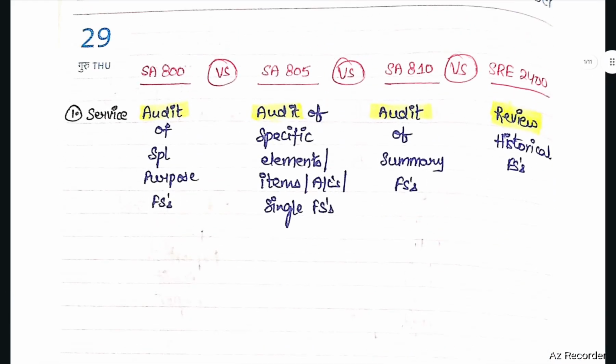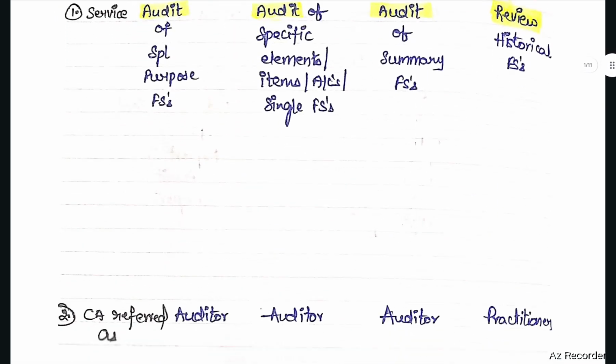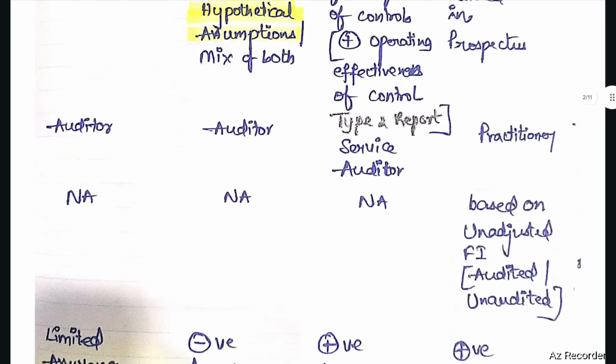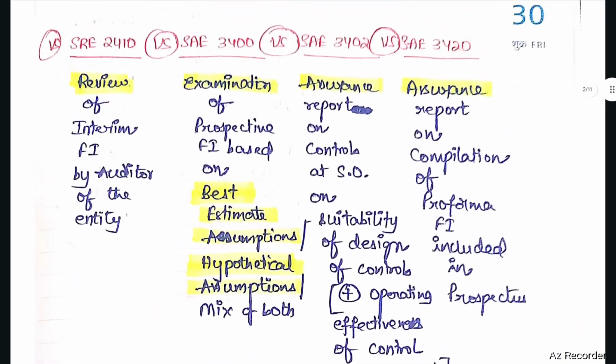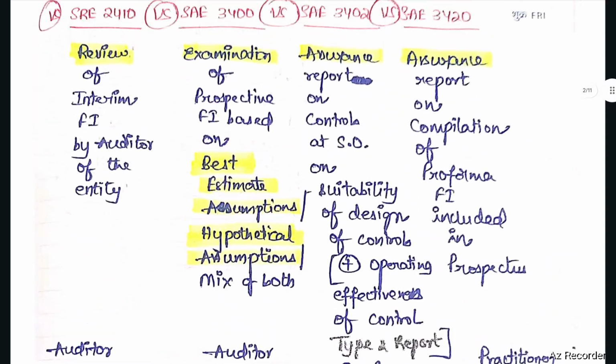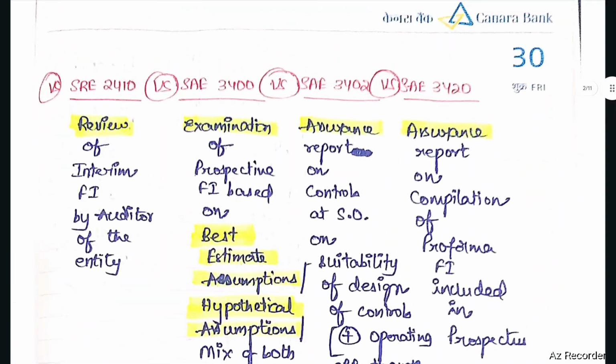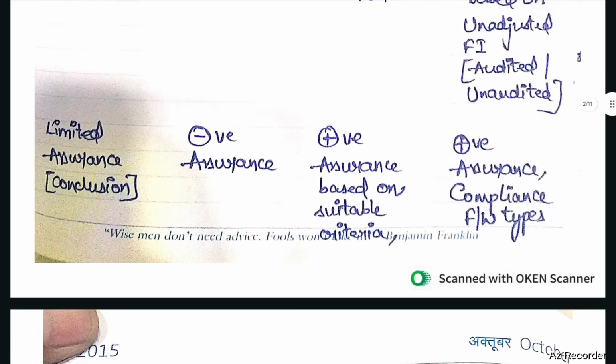In case of SRE 2400, we give limited assurance, that is, a limited conclusion. Next, in case of SRE 2410, limited assurance, that is, a limited conclusion will be given. In case of SAE 3400, negative assurance is given. In case of SAE 3402, positive assurance based on suitability criteria will be given.